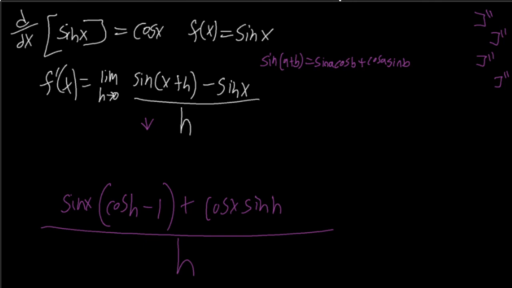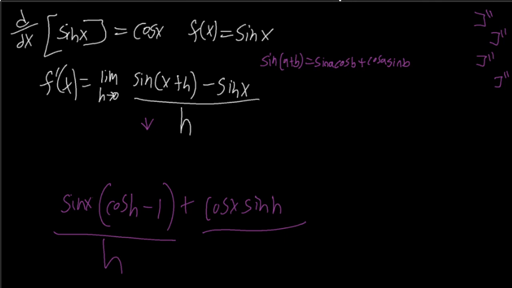Now we can make this easier again by turning it into two different fractions separated by the plus sign. So let's do that, because this is basically what you want to see. So sine x in parentheses cosine of h minus 1 over h, and we're going to do the same thing over here.